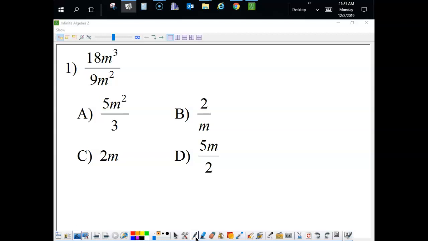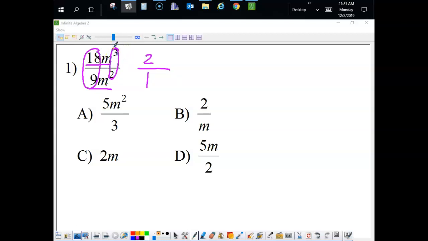All right, so the first thing we're going to talk about is how to simplify. So these are both monomials. When you have monomials, you just reduce the fraction like you normally would. 18 over 9 reduces to 2 over 1, and m to the third over m squared. Basically, you subtract your exponents.